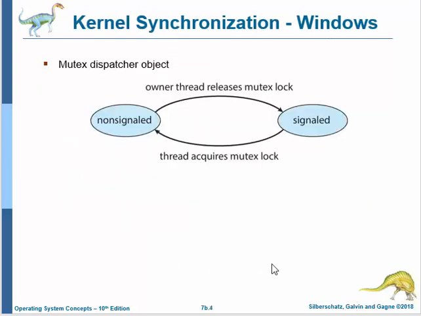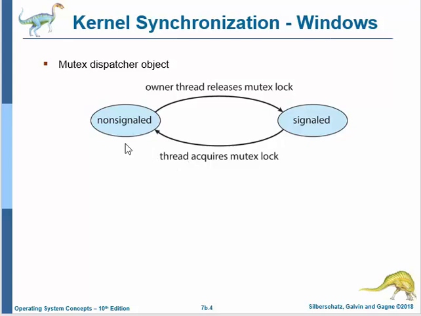So this is an illustration of the state transition of a mutex lock dispatcher object. In this relationship, we can see the relationship that exists between the state of a mutex dispatcher object and the thread blocks. The thread's state changes from ready to waiting, and the thread is placed in a waiting queue for that particular object.